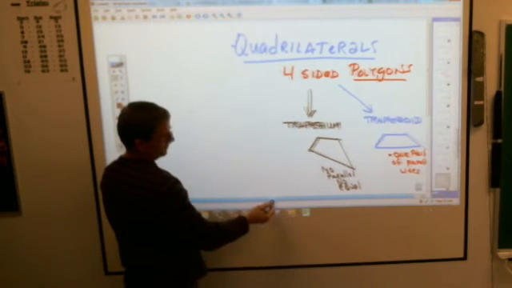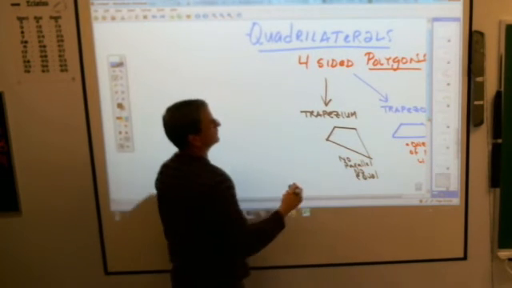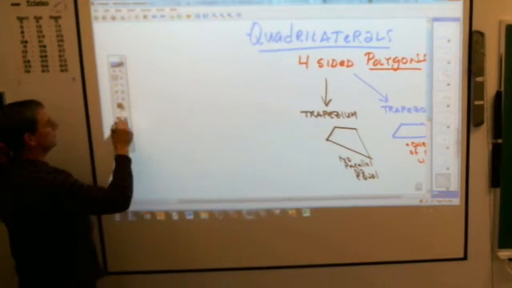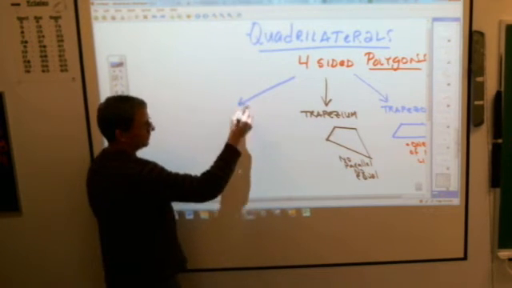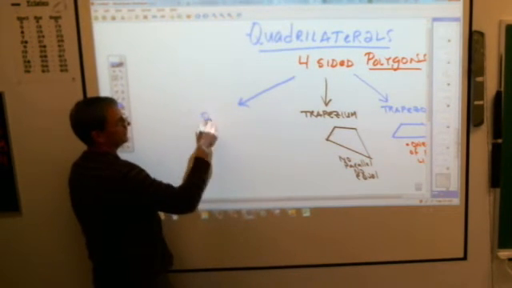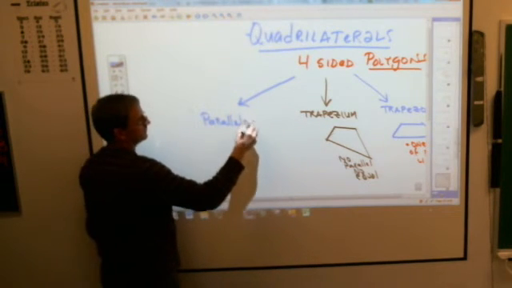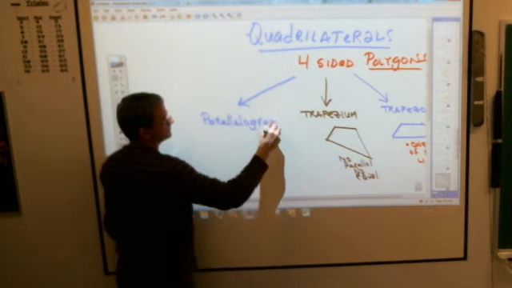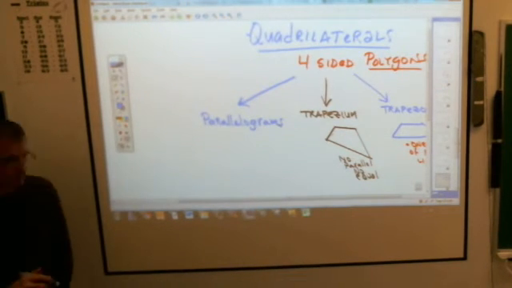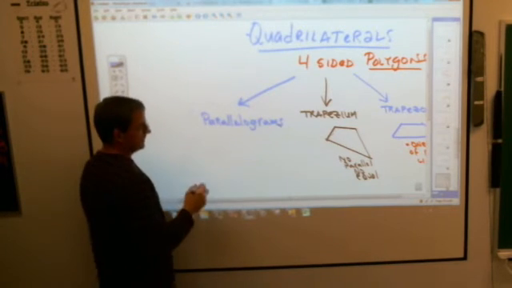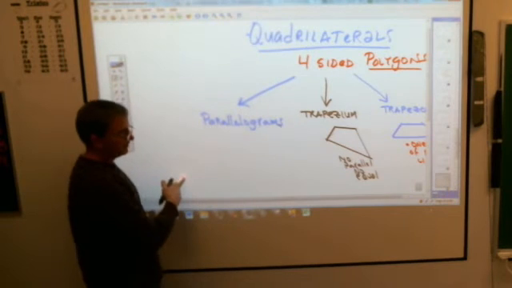I'm going to move this over so I have something. And then we have all the ones that we like to talk about. The ones we like to talk about are what are called parallelograms. Everything we draw under this box will be a type of parallelogram.